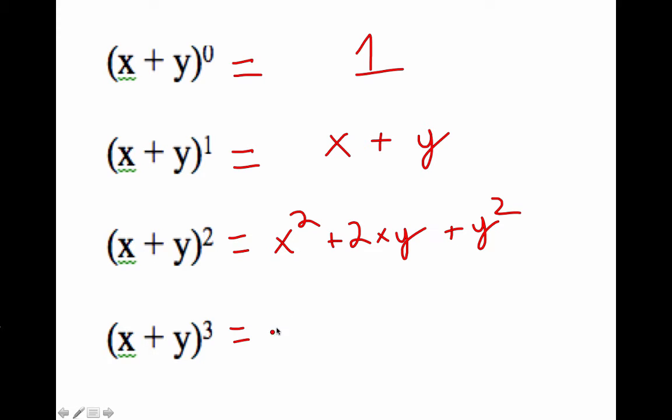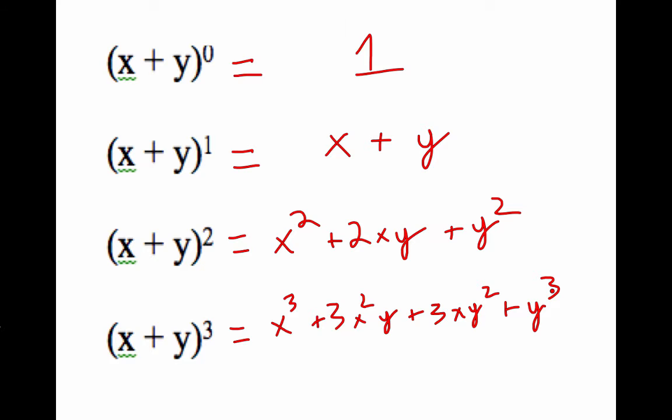x plus y to the third is going to be x cubed plus 3x squared y plus 3xy squared plus y cubed. If you don't trust me that that's what it is, you can go ahead and take the value of x plus y squared and multiply in another x plus y, and you can hit pause and do that if you wanted to, or you could take my word for it.